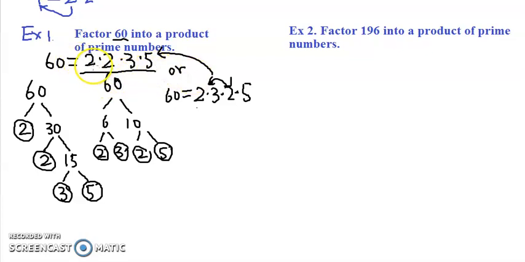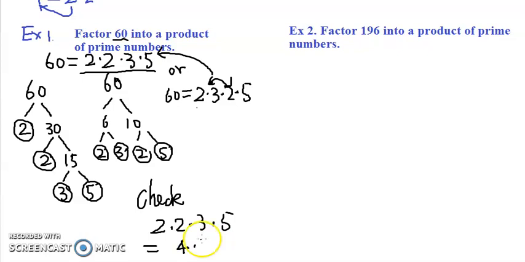And we can double check our answer if you have time, or you can use your calculator to do this. So what is 2 times 2 times 3 times 5? 2 times 2 is 4, and 4 times 3 is 12, and 12 times 5 is 60. So this factoring is correct, and every number is prime.